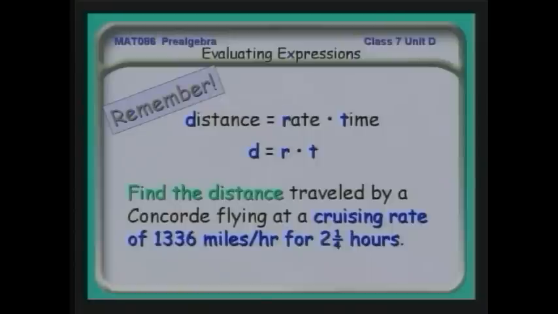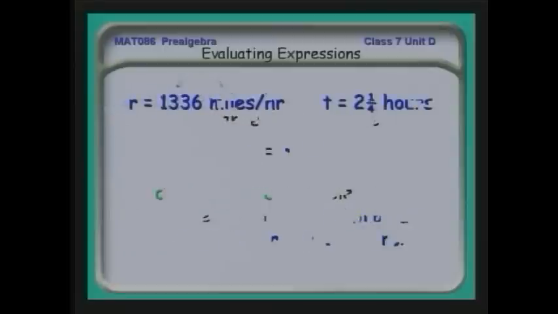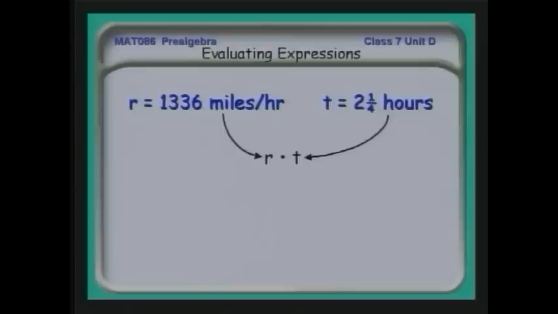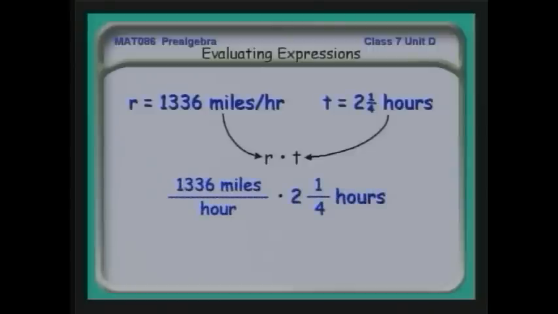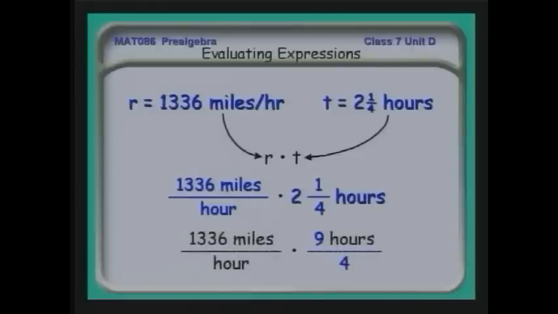Here is what we're looking for and what we're given, as we've done before. We're given the formula distance equals rate times time, and we need to plug into that formula. When we do, we have 1,336 miles an hour times 2 1/4 hours. The first thing I need to do is change 2 1/4 to an improper fraction.